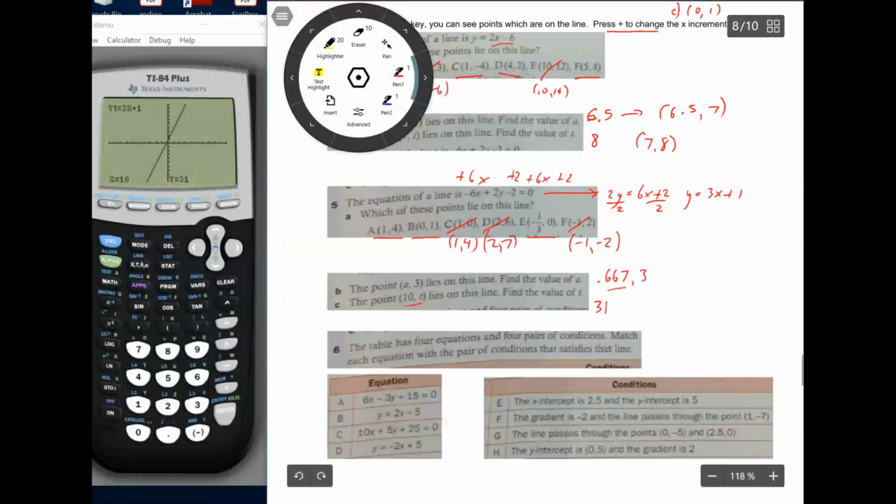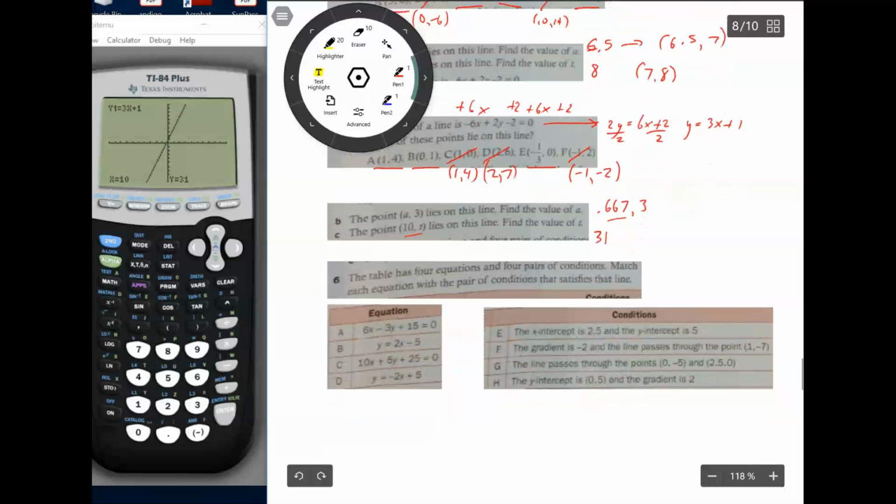The table has 4 equations and 4 pairs of conditions. Match each equation with the pair of conditions that satisfies that line. Okay. I think one thing that makes things easier is if we change everything to slope-intercept form. So we're used to doing that right now, right? We're going to subtract 10x from both sides. Okay, and we're going to subtract 25 from both sides. And then we have 5y by itself on the left, right? Then we're going to divide both sides by 5, so we'll get y equals negative 2x minus 5.